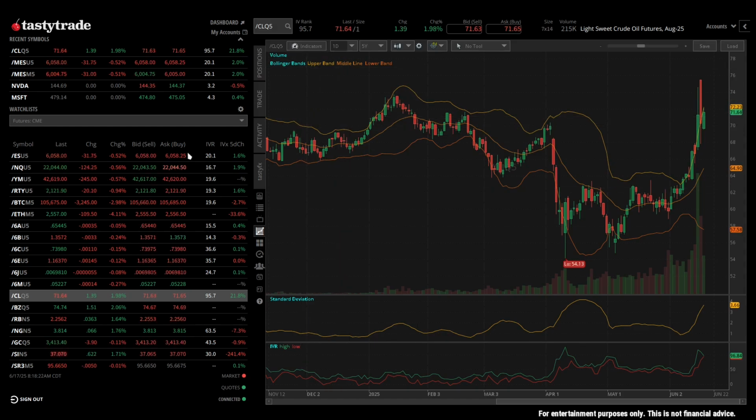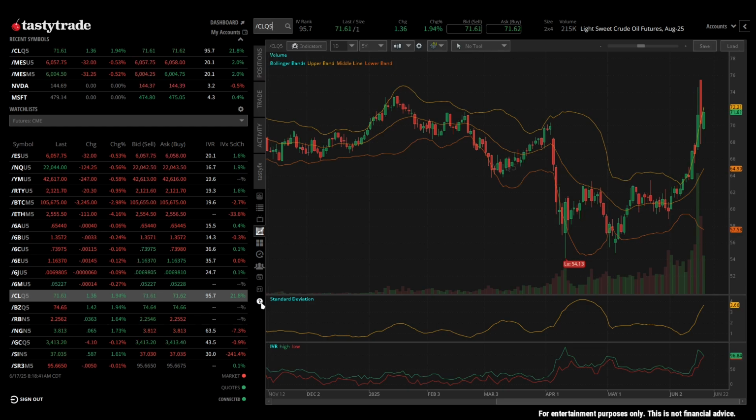We should actually discuss this. How do we get IV rank on a futures product? Because each expiration of a futures contract is its own product. So how do you get a 1-year period of implied volatility and create an IV rank on any futures product? Well, you really can't. It's impossible.